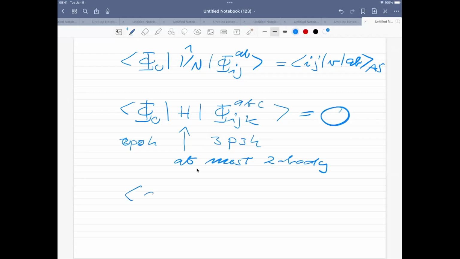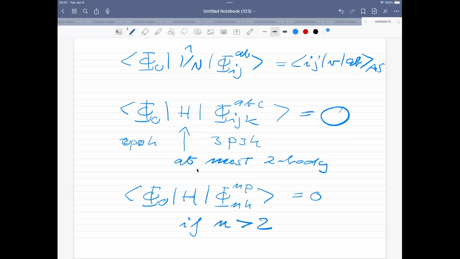So that means that in general, if I now write this as an n-hole and n-particle excitation, this is 0 if n is larger than 2. So if you have states which differ by more than 2 single particle states on the bra side and the ket side of such a transition element, that will always be 0 if the operator is at most a 2-body operator.